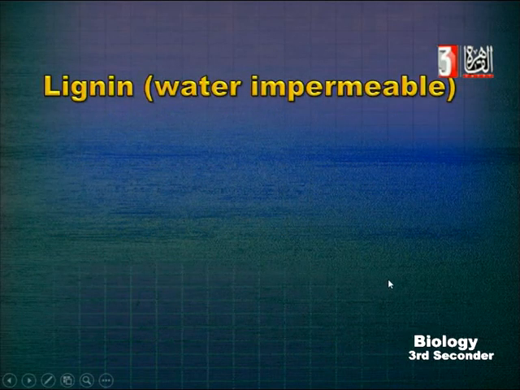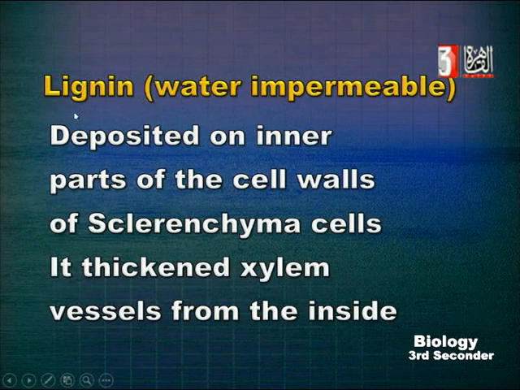Lignin is water impermeable, formed or deposited on the inner part of the cell wall. So lignin is deposited inside, on the inner parts of the cell wall, such as in sclerenchyma cells. It also thickens the xylem from inside.